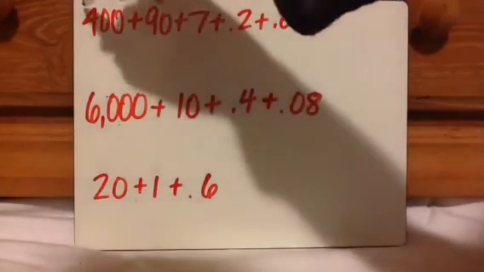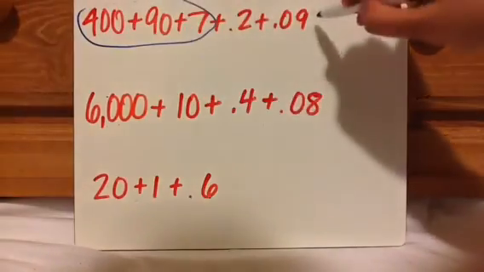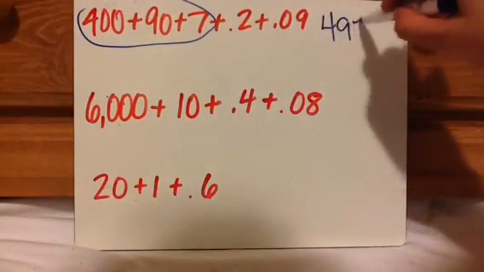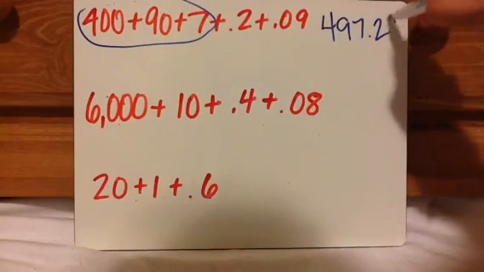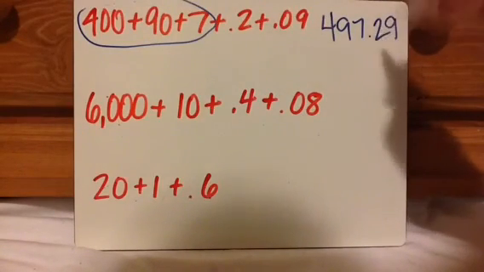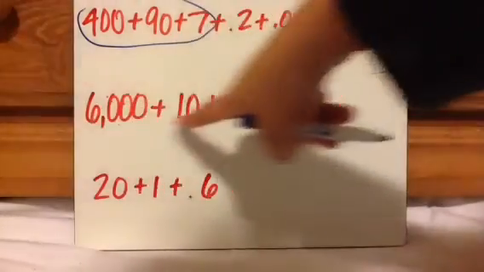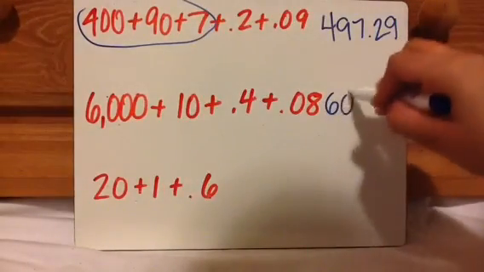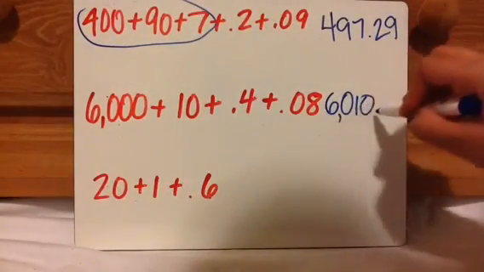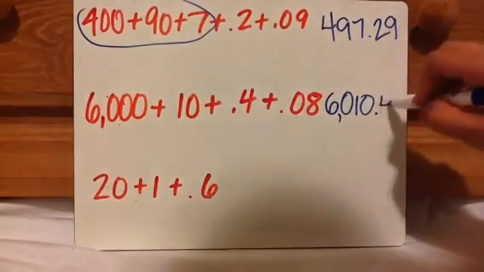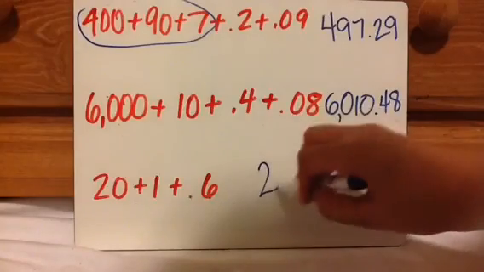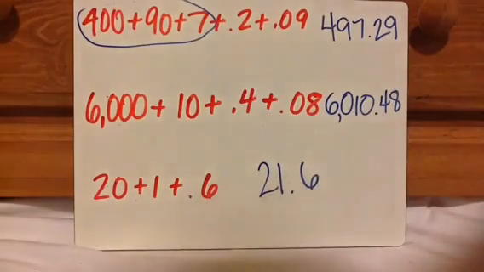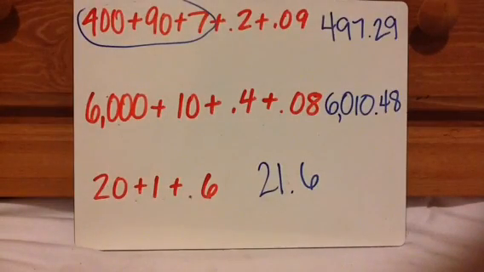Okay, so this one, I'm going to go ahead and group that to 497, and then 0.2, and then 0.09. That would be like your 0, and then your 9. This one is just 6,010, okay? And then decimal, and then that 8 takes that spot. And then this is 21 and 6/10. I don't see anything in the hundredths place.